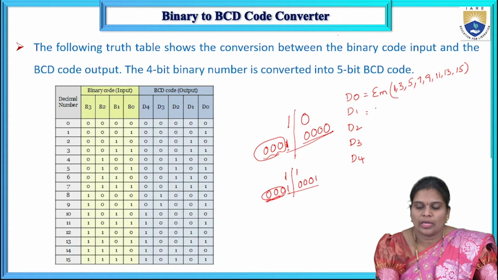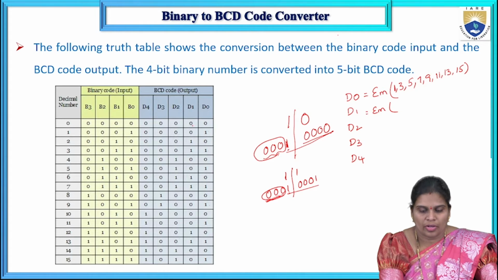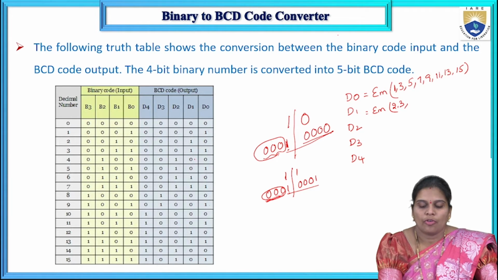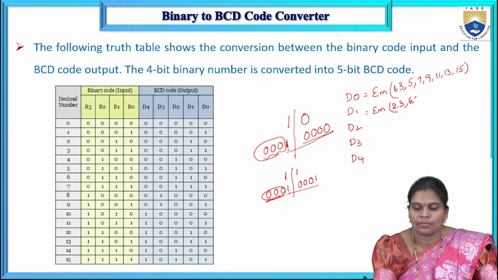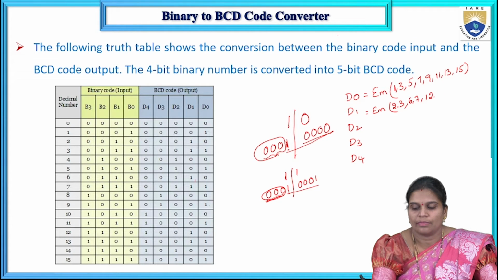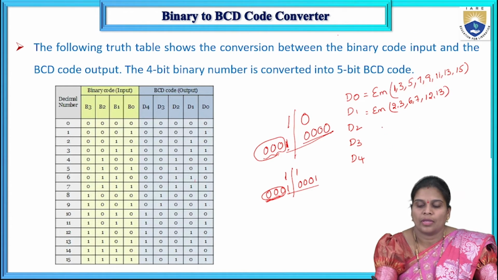Similarly for D1. In the first value 0, the next one is also 0. 0, 1, 2, 3. 4, 5 is 0. 6, 7. 8, 9, 10, 11 are zeros. 12, 13 are present.